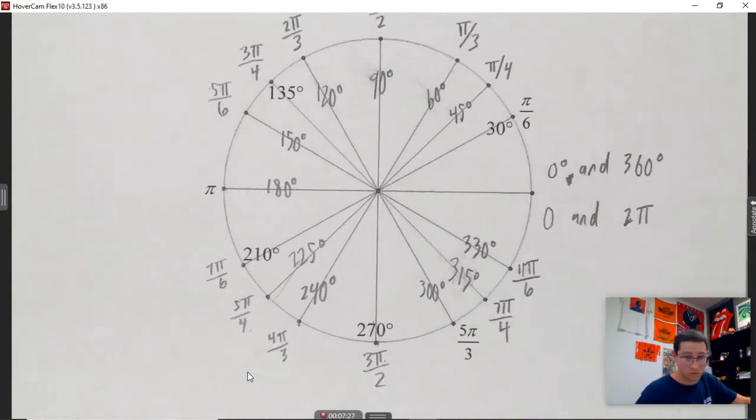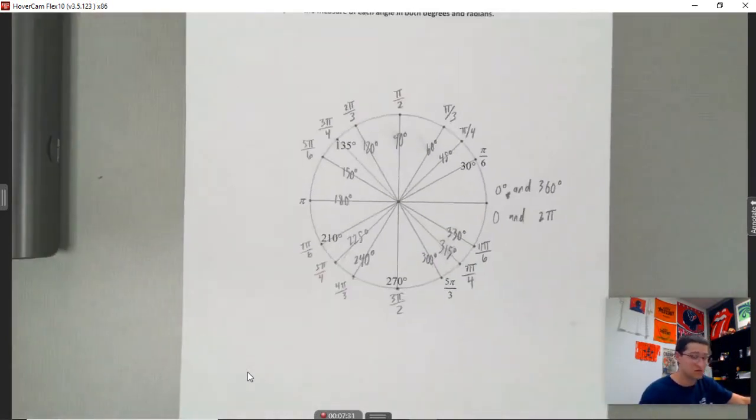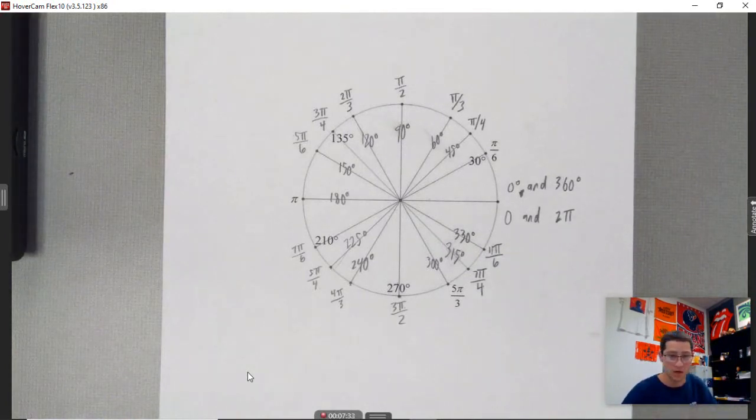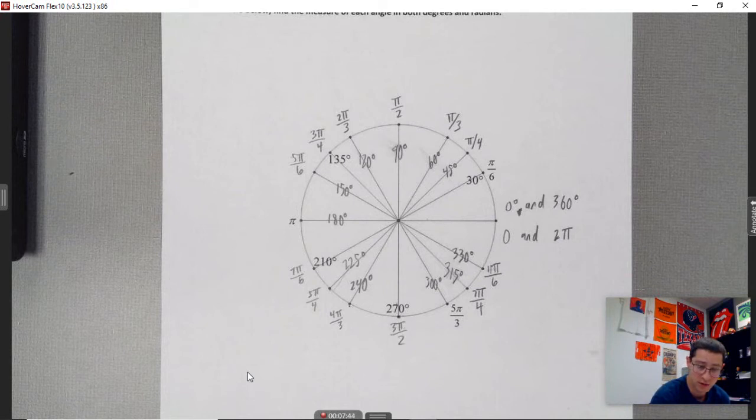Okay. So that is my degrees and radians all the way around with some significant values. Okay, these are kind of my significant values that you need to know. Okay, but here's what I'm going to say. This all, hopefully it makes sense where it comes from initially. Okay, we are adding sixths each time, and then we're adding fourths each time.